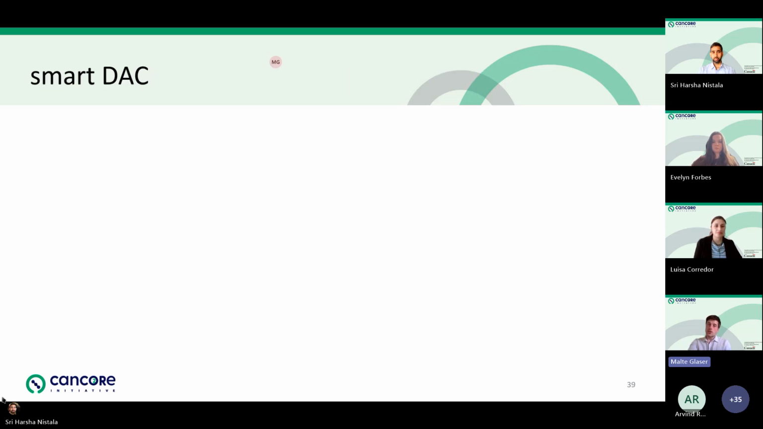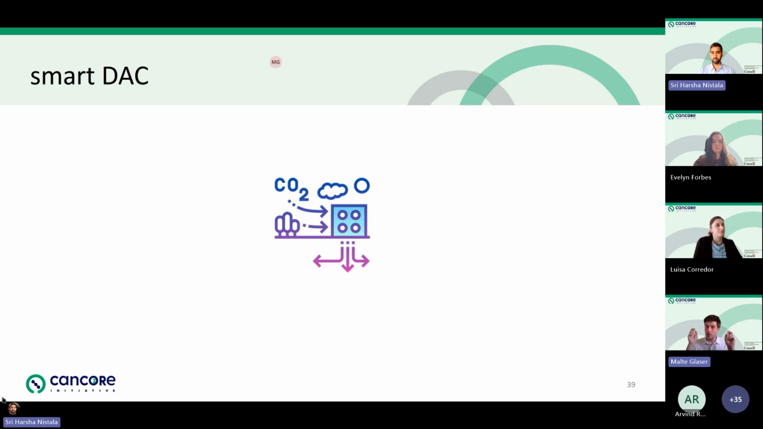To answer all these questions, we needed a toolbox, and we call this toolbox smart direct air capture. At its core, it has a DAC model. We talked about our modeling approach previously already, and effectively that is, as we called it, the flight simulator. We want to understand how direct air capture performs once we expose it to different conditions, say in northern Alberta compared to southern Alberta.